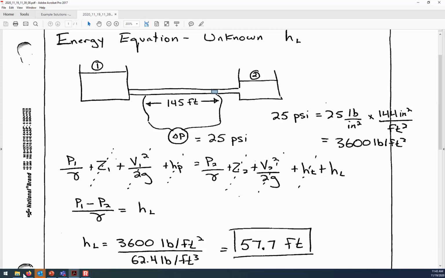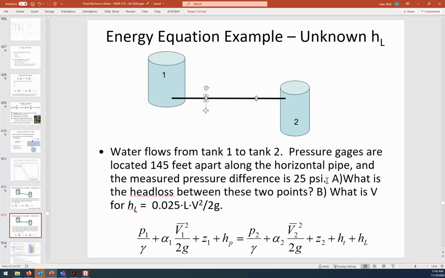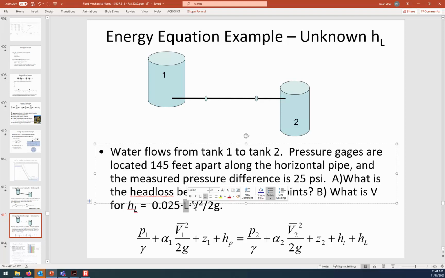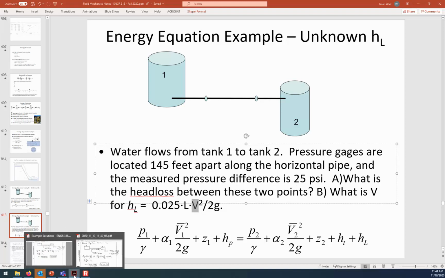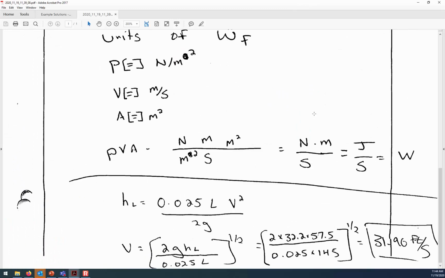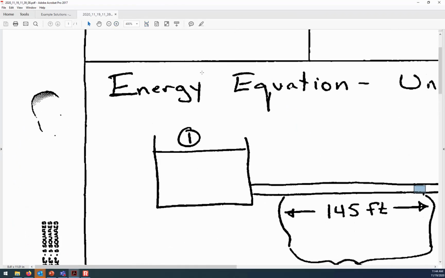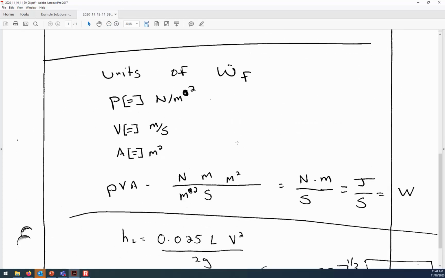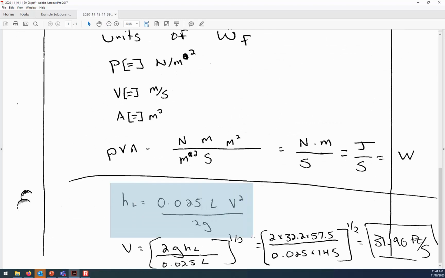All right, the second part of the question asks, what is the velocity if we have this formula for the head losses? And so again, it's some friction factor term, a length term, velocity squared divided by 2g. So if that is the formula for head loss in this pipe, now I apologize, this is super sloppy. I just did it. For some reason I didn't already have these calculations in my notes. But here's our head loss formula.